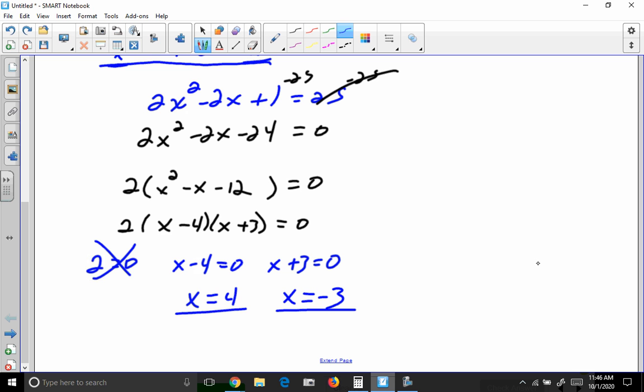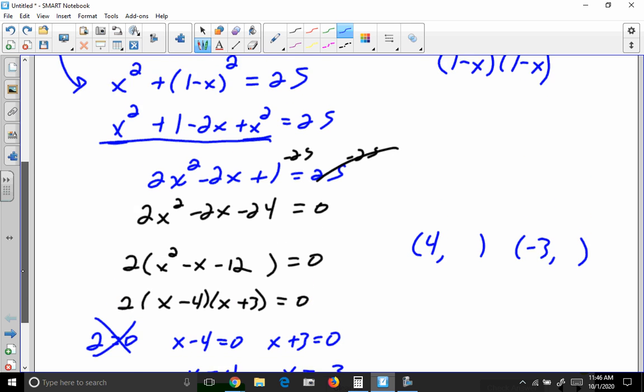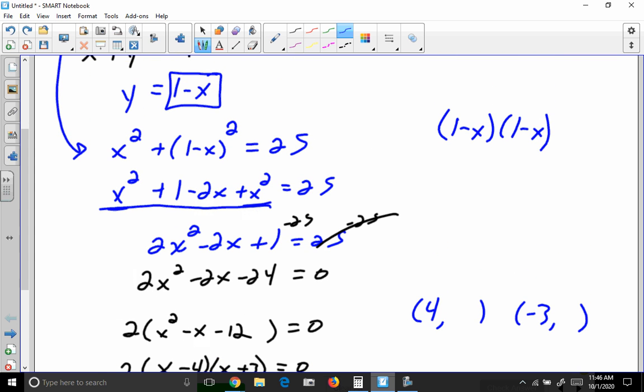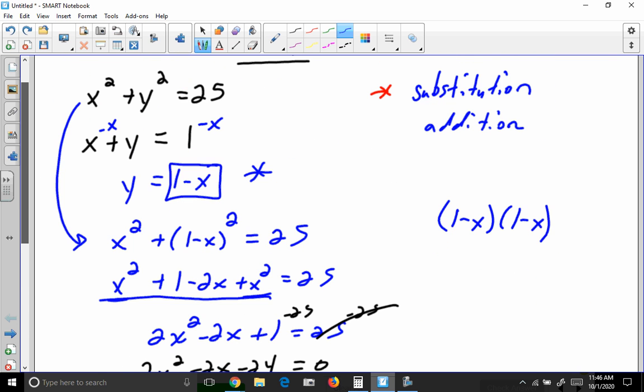Now remember what a solution is. It's an ordered pair. So we're going to have an ordered pair where x is 4, and we're going to have an ordered pair where x is negative 3. So we just want to find out what y goes with each of those. So like we've done in the past, we take those x's and plug back in. So here, we could plug into the top equation.